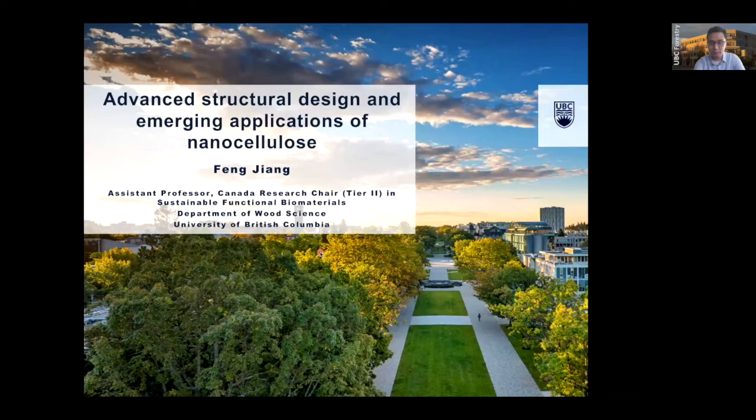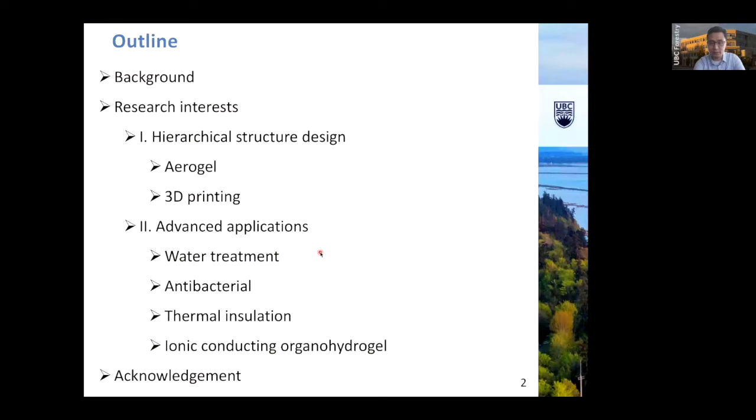So today I'm going to talk about the advanced structure design and emerging application of nanocellulose. A brief outline: I'll divide today's talk into two parts. One is hierarchical structure design, briefly talking about the aerogel as well as 3D printing. Then I will focus on the advanced application for water treatment, antibacterial, thermal insulation, as well as ionic conducting hydrogel.